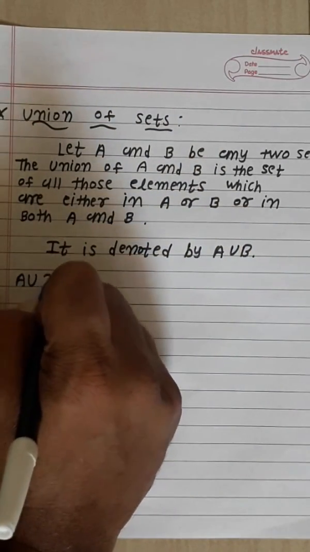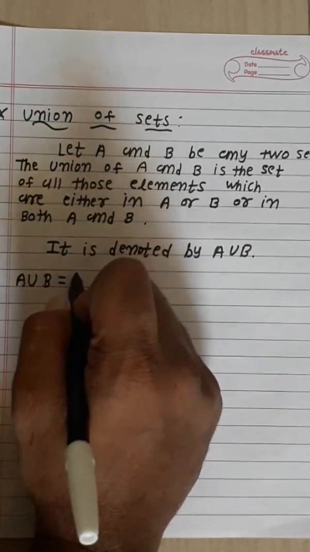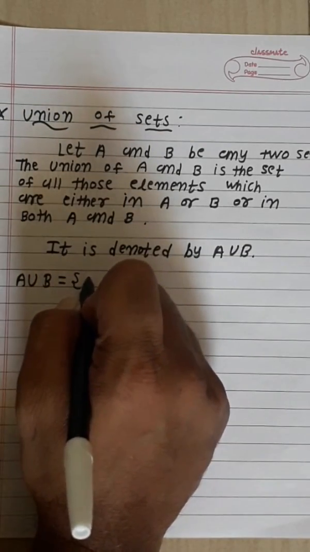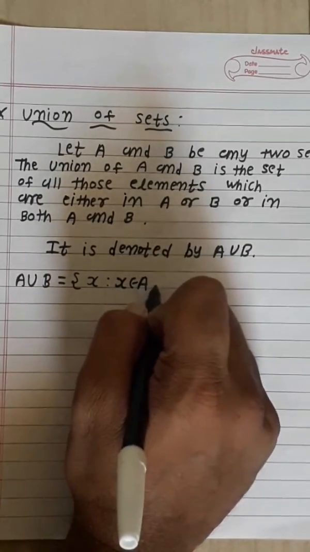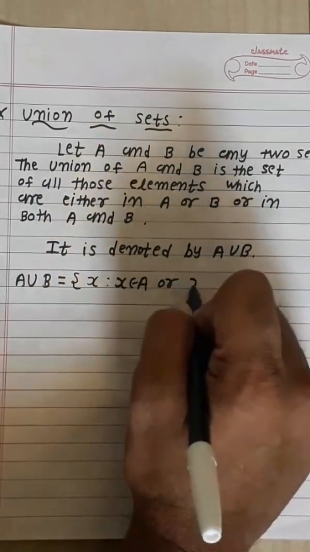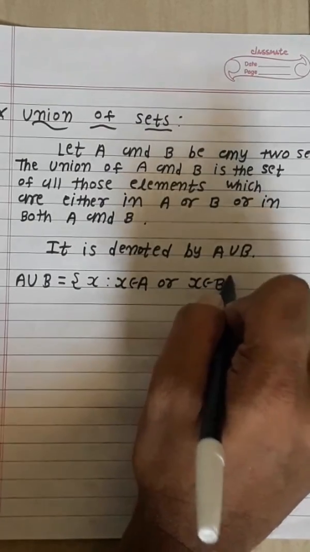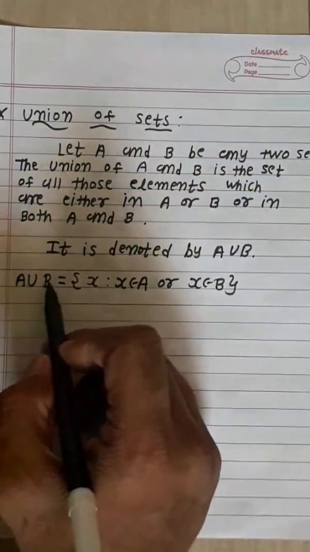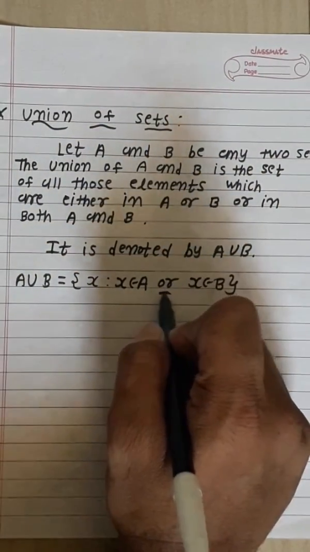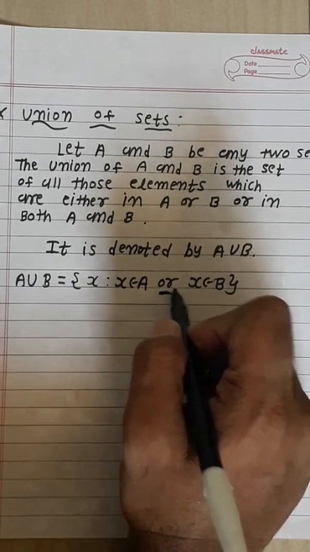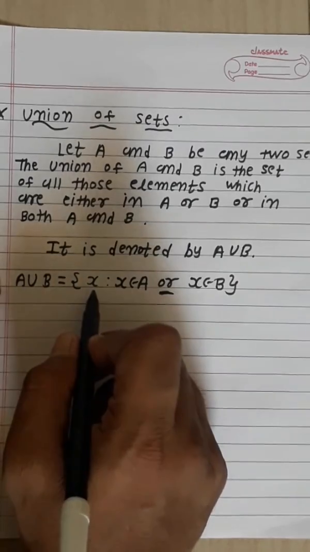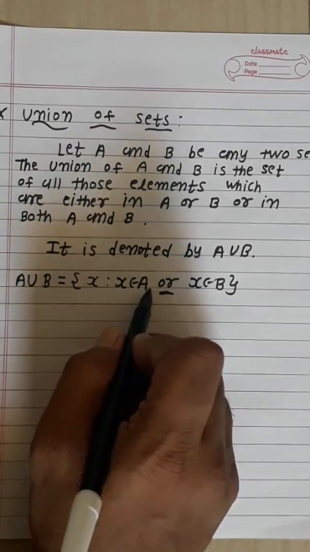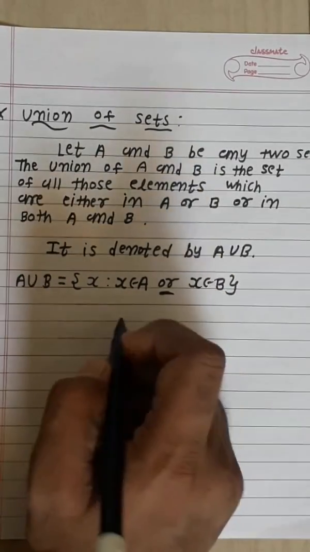Symbolically we can write A union B is equal to the set of x such that x belongs to A or x belongs to B. So in between, this notation is OR. So A union B is equal to the set of x such that x belongs to A or x belongs to B.